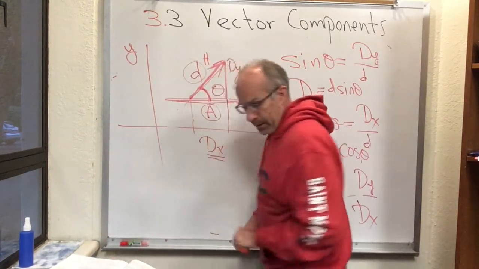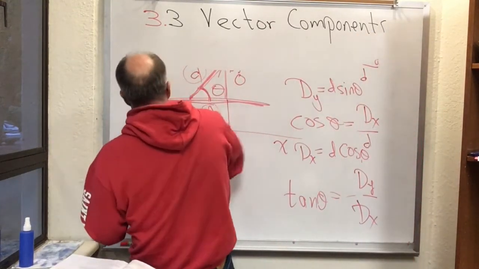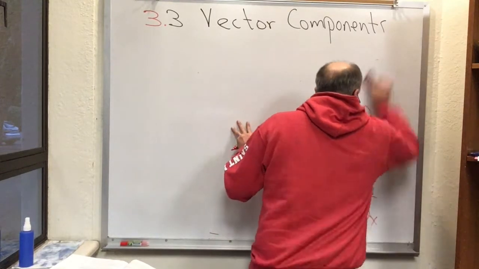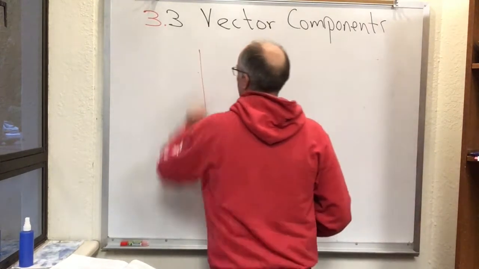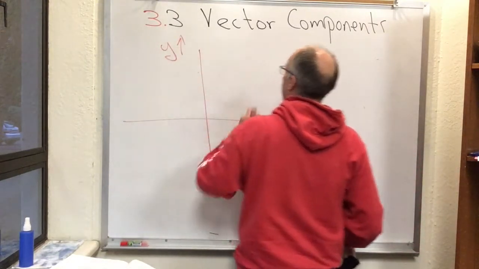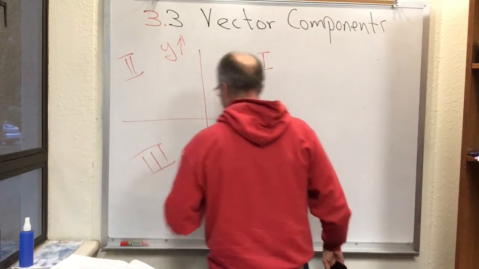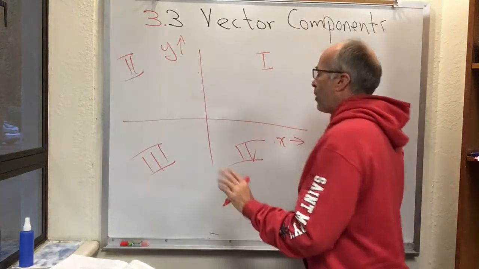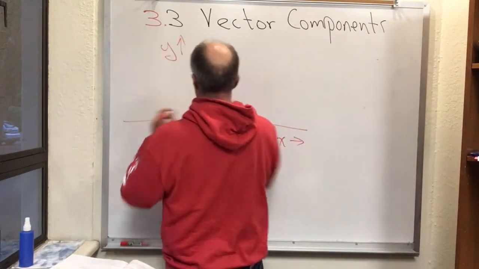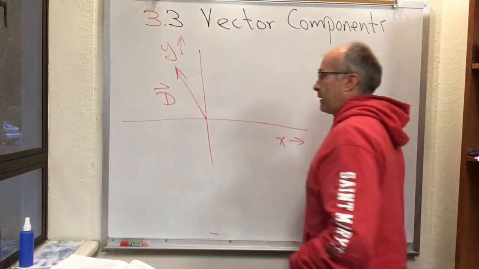One more little thing. Let's take a look at the situation here if the vector pointed into what's called the second quadrant. Okay, so if you have the plane here, and this is x, and this is y, the normal thing is to number this quadrant 1, this quadrant 2, this quadrant 3, and this quadrant 4. Suppose the tail of a vector is at the origin and it's pointing into the second quadrant. Okay, so suppose D looks like that.